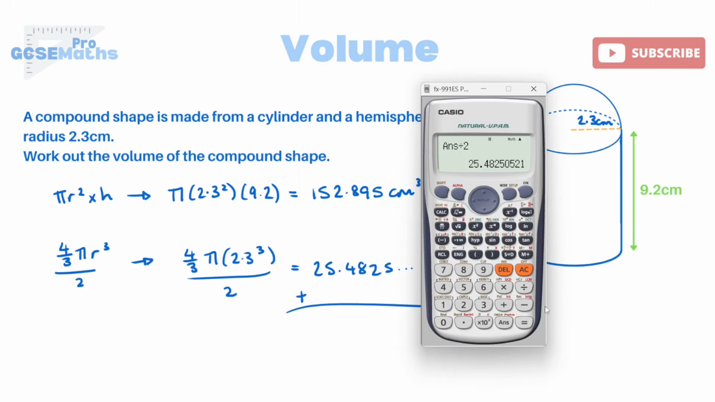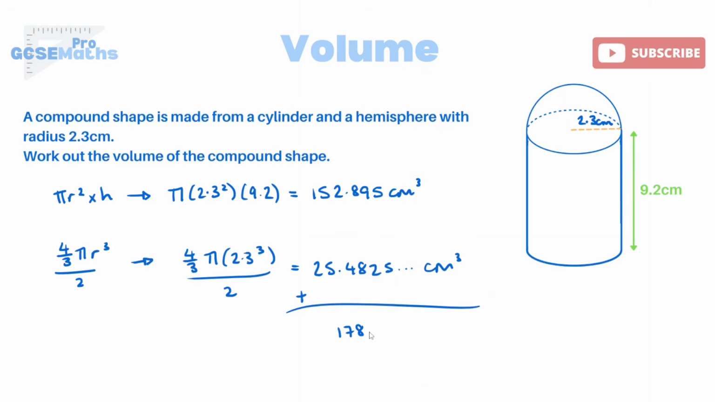Now I just need to add them together. So I'll take the answer that I've already got here, just put add, and then I can write down the other answer with a couple of the decimals that I wrote down. Now my final answer is 178.377 ... So let's say to one decimal place, 178.4. So there's the volume of our compound shape.